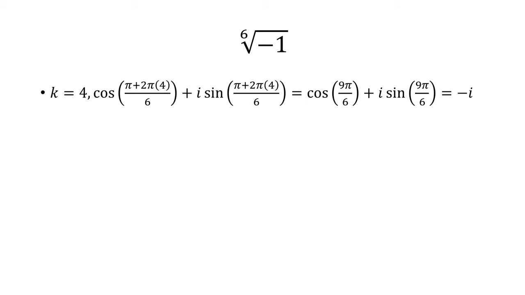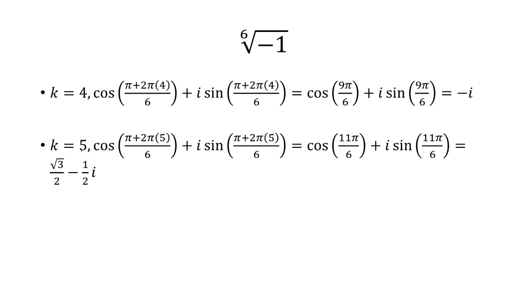Okay, k equals 4. Plug it in. Here the angle is 9 pi over 6, which is the same thing as 3 pi over 2. Simplify and get negative i. Finally, plug in k equals 5. Get an angle of 11 pi over 6, and then get root 3 over 2 minus 1/2 i.